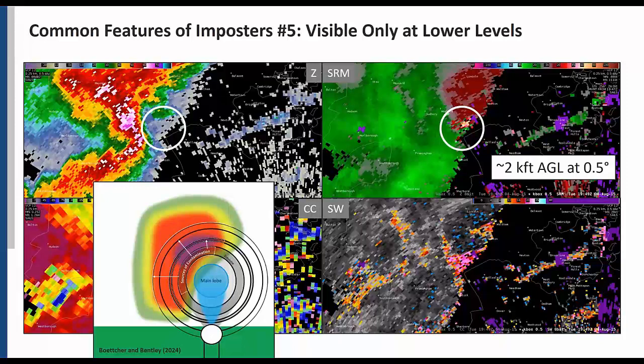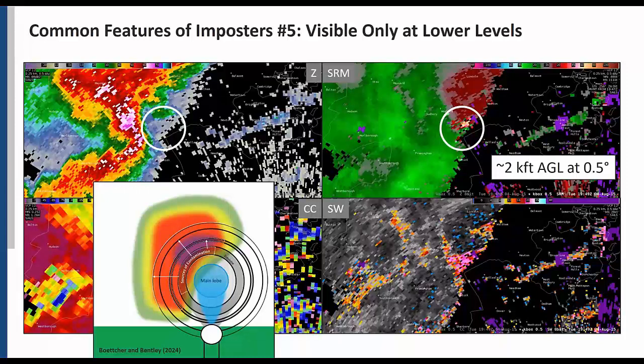And so that can be anything from stronger returns that are directly above the main lobe, anything at any azimuth around it. Depending on how far away the storm is, the radar could even be seeing things in the side lobes that are actually below 0.5 but still have strong reflectivity too.